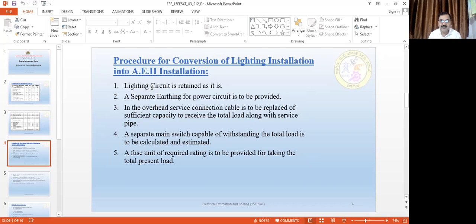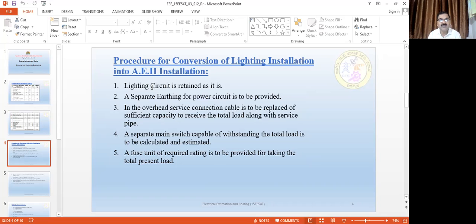Next, third point, in the overhead service connection, cable is to be replaced of sufficient capacity to receive the total load along with service pipe. So we have old cable of lower current capacity. Now for the additional load, that cable may not be able to carry the load current, so it has to be removed and then replaced by a new cable of higher range to carry higher current. So that has to be replaced.